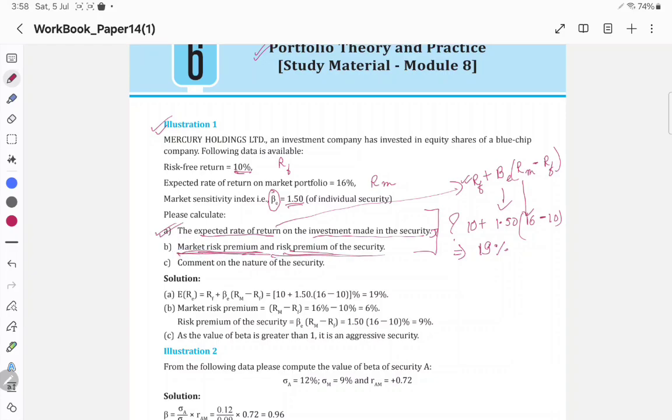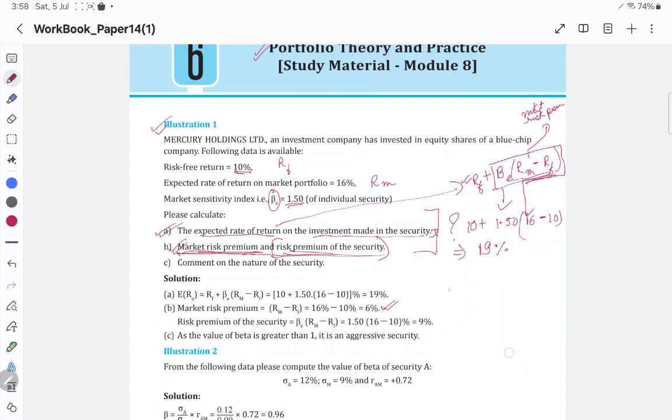So the question arises, what is market risk premium? Market risk premium is basically this part which we calculate, that is RM minus RF, referred to as market risk premium. You can easily calculate it, it will be 6%. The second part is you have to calculate risk premium on security. Now you'll ask me, ma'am, what is this risk premium on security? Risk premium on security is basically this part.